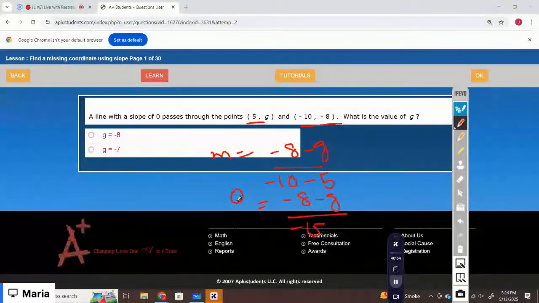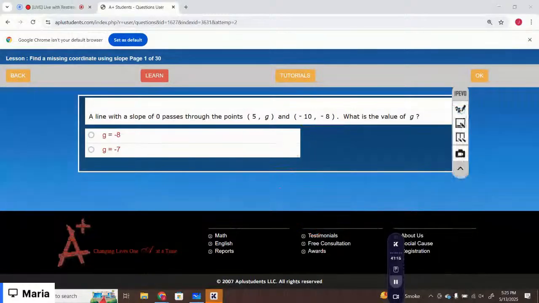So when you multiply negative 15 to 0, that would be 0. We are left with 0 equals negative 8 minus g. So negative g is 8 and g equals negative 8. So option number 1 is the correct option, that is g equals negative 8.